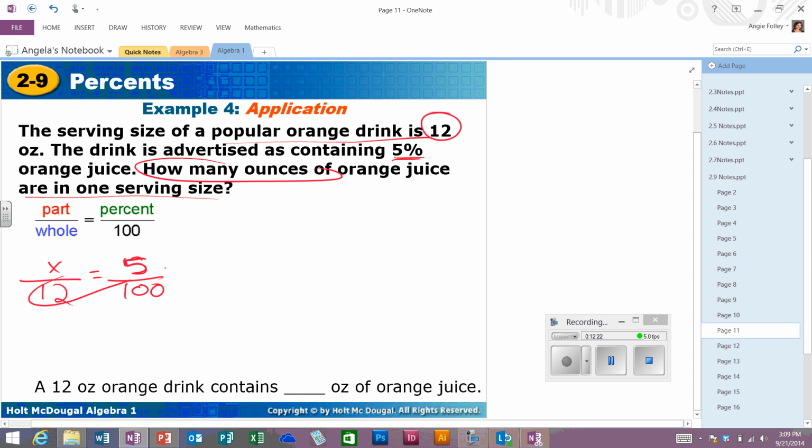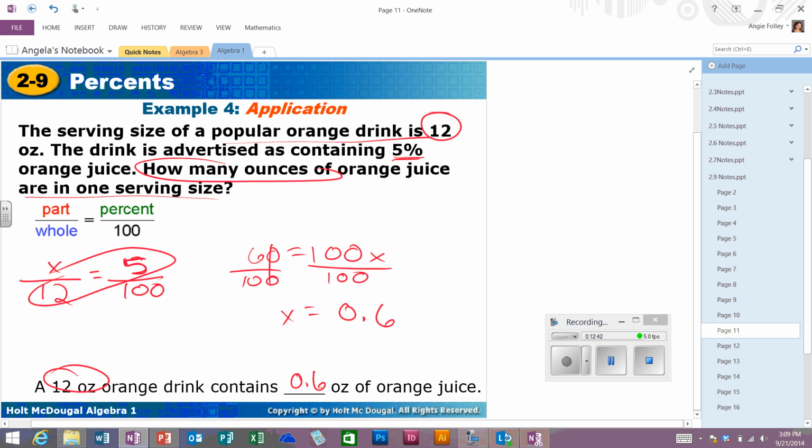So we don't know what part of that drink is actually orange juice. Okay, so now we're going to cross multiply. 12 times 5 is 60 equals 100x. Divide by 100. So x is equal to 0.6. So this means out of 12 ounces in that drink that you're ordering, only 0.6 of the ounces are actual orange juice. So it might not be the healthiest drink, but maybe you're not drinking it for the orange juice. You just wanted to know. So again, in this problem, you needed to determine what was the part and what was the whole. And we already knew the 5% went there.